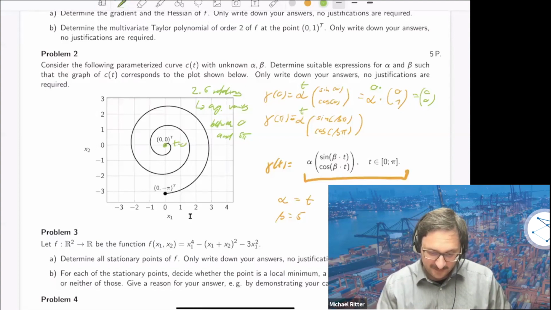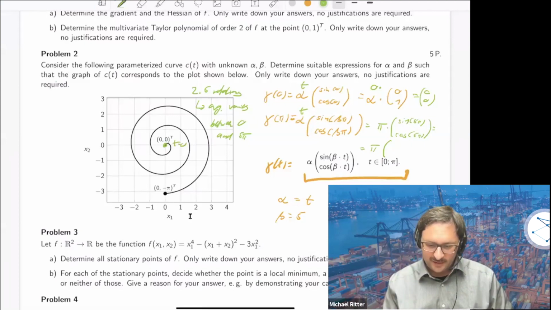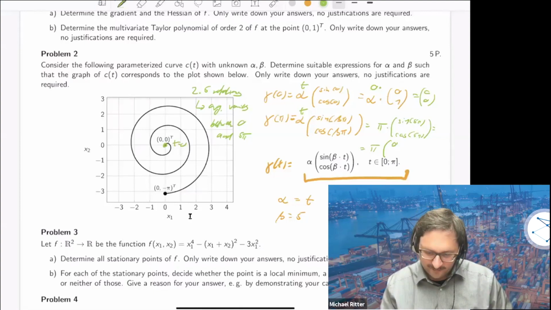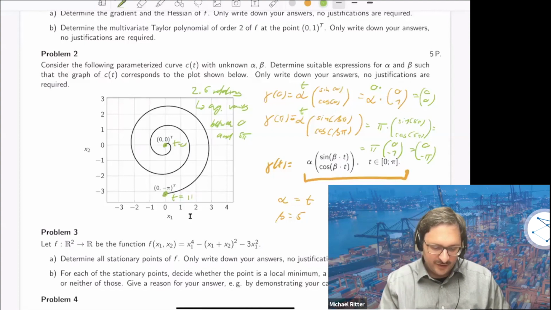So if that is t, then we'd have something like pi here. And then we would have sine of 5 pi and cosine of 5 pi. That means we would get pi times, now the sine of 5 pi is the same as the sine of pi. That is -1. No, it's not, it's 0, sorry. The cosine of pi is -1. So we would actually get 0 minus pi. And that's just the point we have here, yeah? So this would correspond to t equals pi.